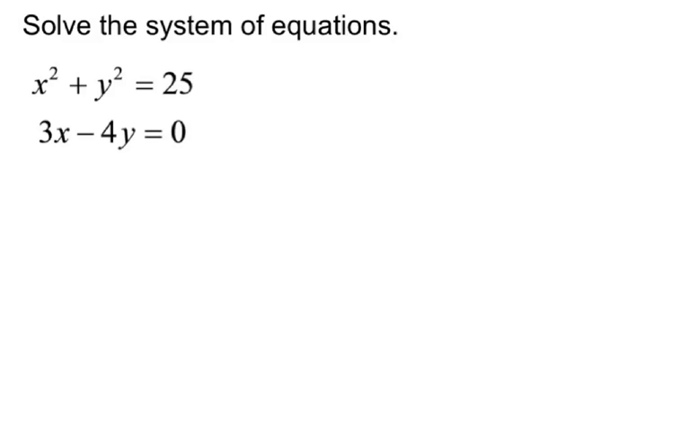Let's look at an example. In this example, we're going to solve this system of equations. We have x squared plus y squared equals 25, and 3x minus 4y equals 0. Our first step is to identify what each of these graphs may look like. And we should quickly identify that this first one, x squared plus y squared equals 25, is a circle. It's a circle of radius 5. And then our second equation, that represents a line. 3x minus 4y equals 0 is linear.